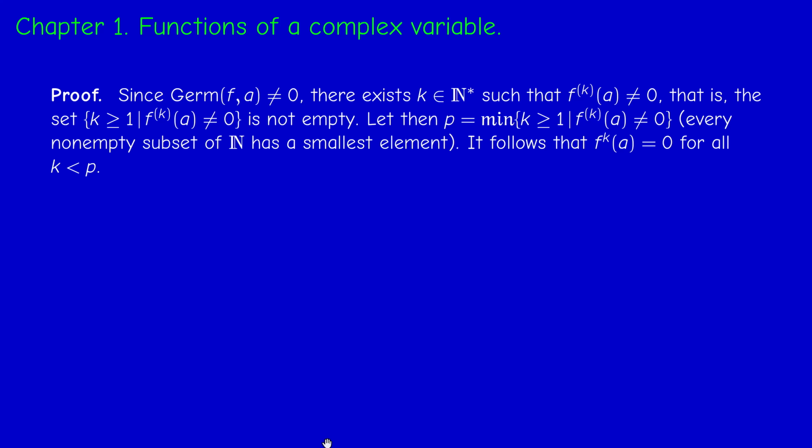So what does it mean? It means that before p, the derivatives are zero. And starting from p, the other derivatives could be zero or not, but we know that f^(p)(A) is not zero at least. But everything before is zero.